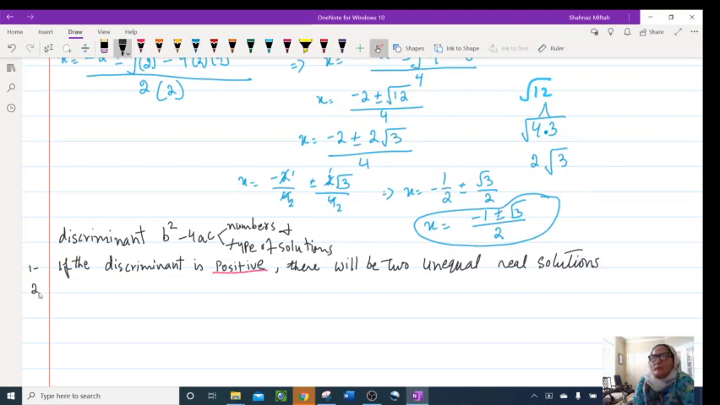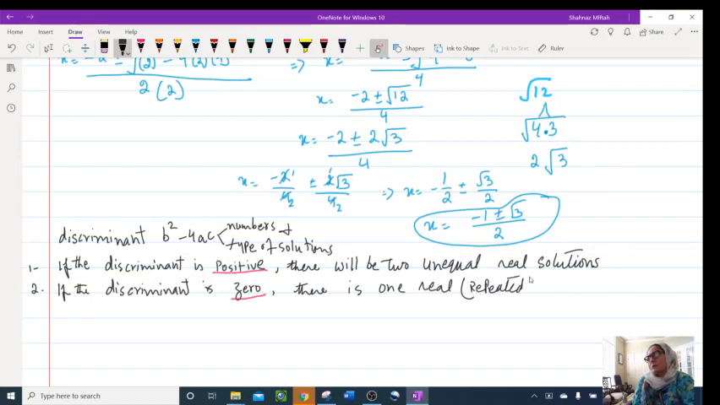Okay, second, if the discriminant is 0, okay, that's important, is 0, there is one real repeated solution.